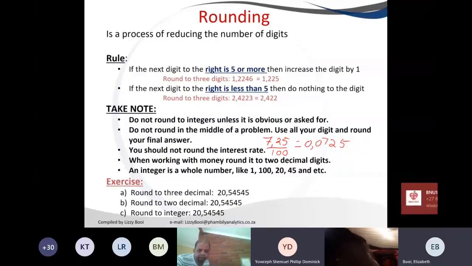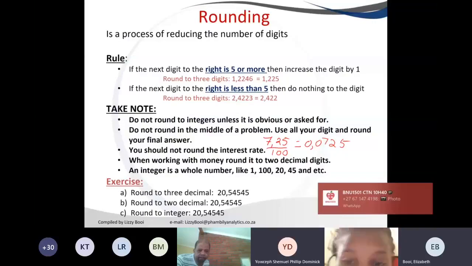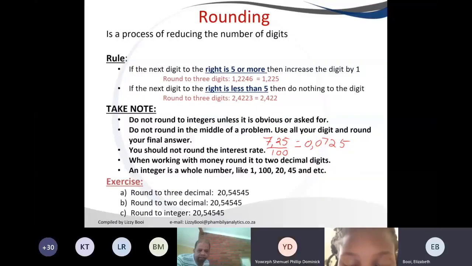Round to an integer. Therefore, it means you need to round to a whole number. Therefore, you also look at the right of that number, because the right of 0 is a 5. So it is bigger than or equal to 5. Therefore, what do you do to 0? That means it will change to a 1. Then it will change to a 1. And the answer is 21.